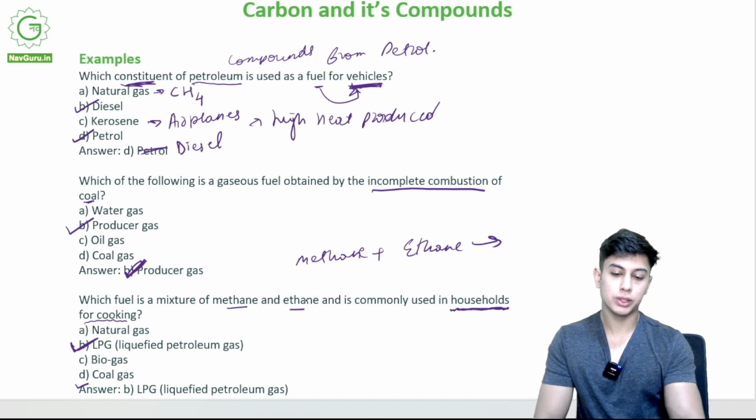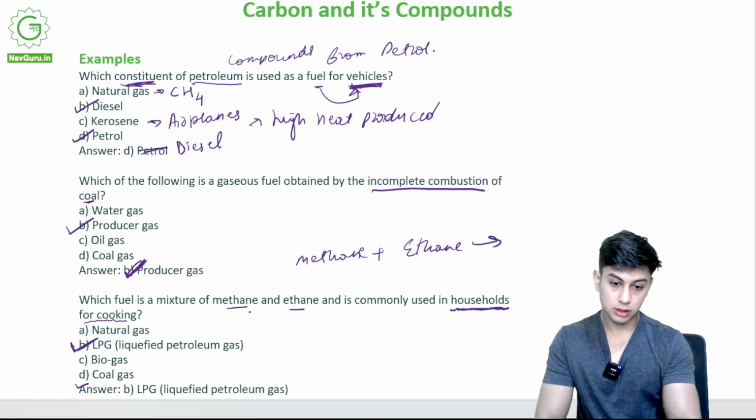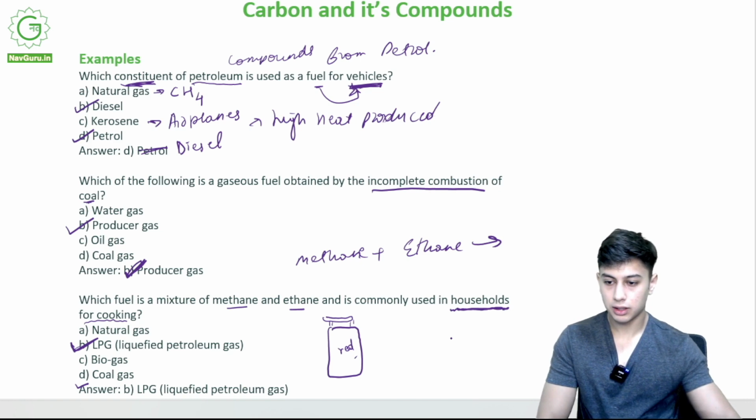Sometimes you might think it's biogas, sometimes natural gas, but what is most readily used in households? It is LPG. You've seen those LPG cylinders, right? They come like this. They are red in color.